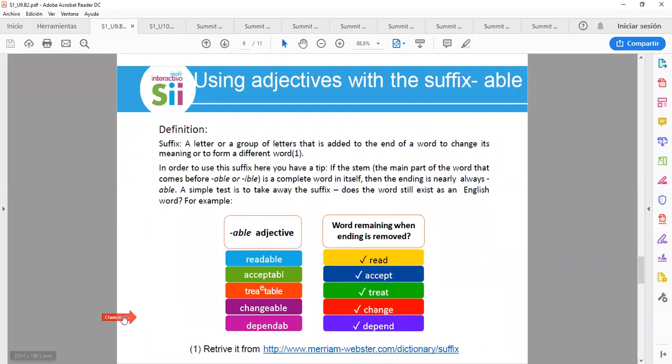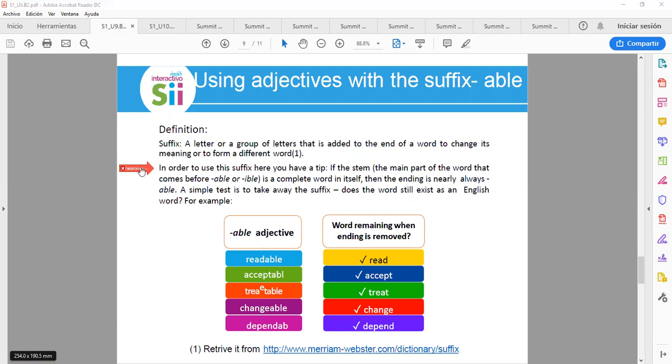Okay, let's talk about something different. Now we are going to use adjectives with the suffix able. Let's read the definition. A suffix is a letter or a group of letters that is added to the end of a word to change its meaning or to form a different word. Here the source is Merriam-Webster.com dictionary suffix.